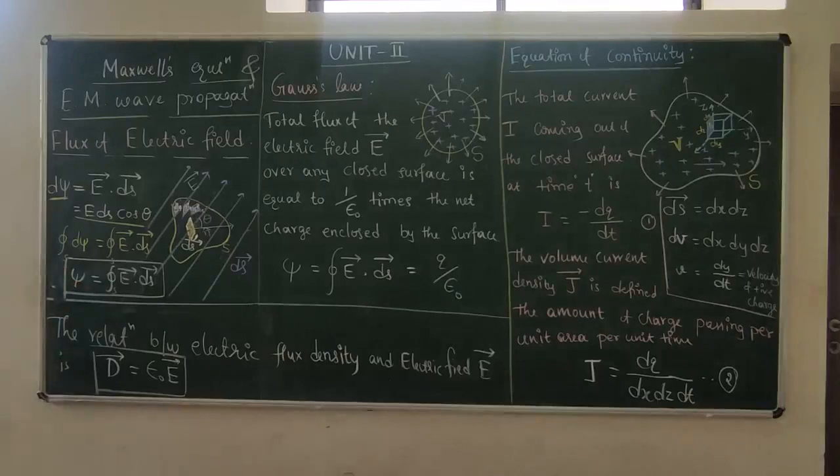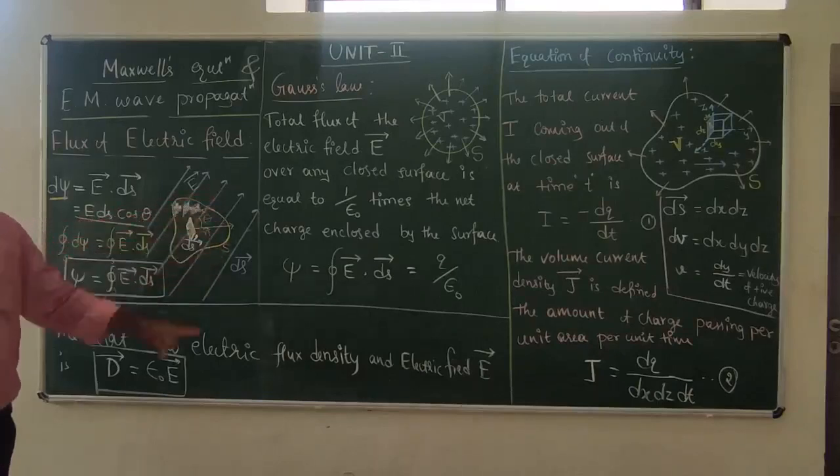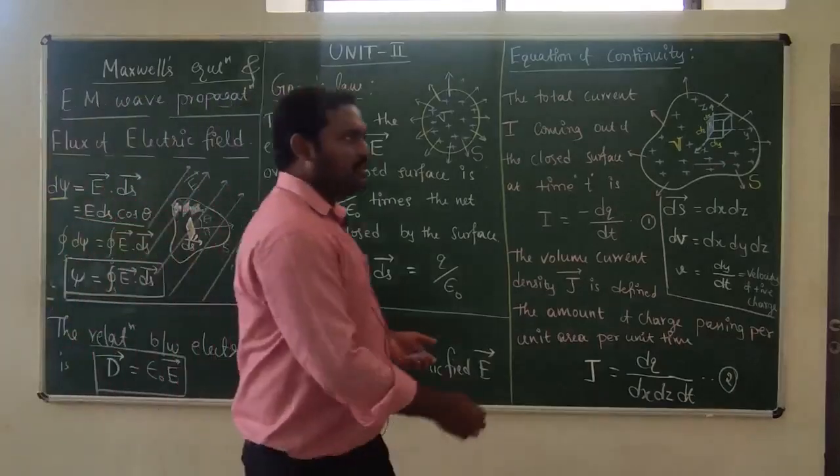Here you need to remember, first, that the electric flux is the closed surface integral of E dot ds. The second point is that if the surface is closed, then the direction of the field line is outward. That you need to remember. Now we will see what is Gauss law.